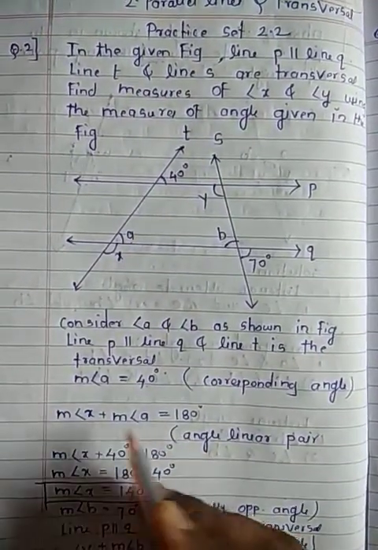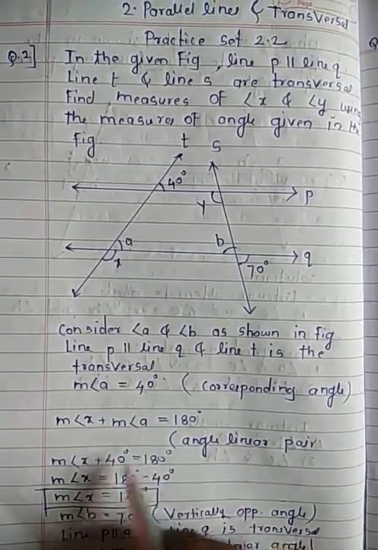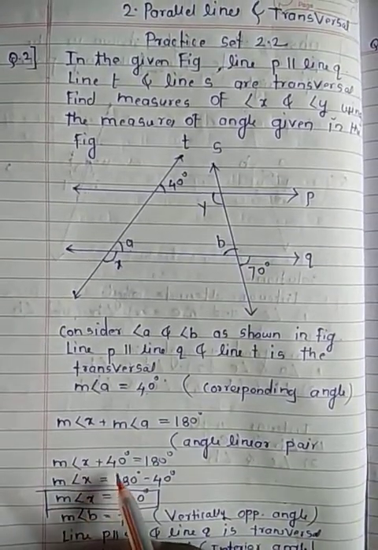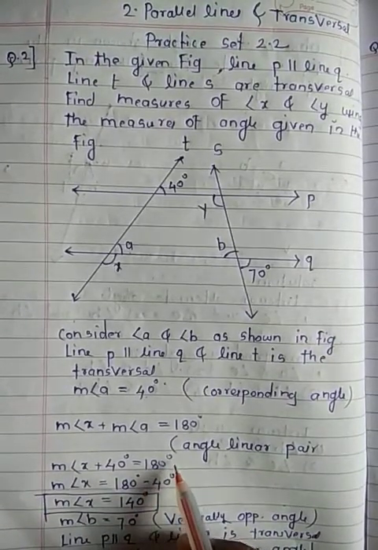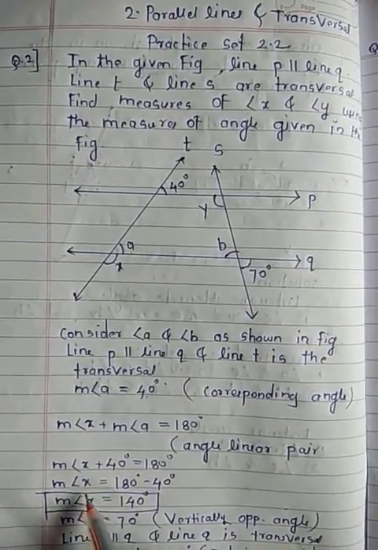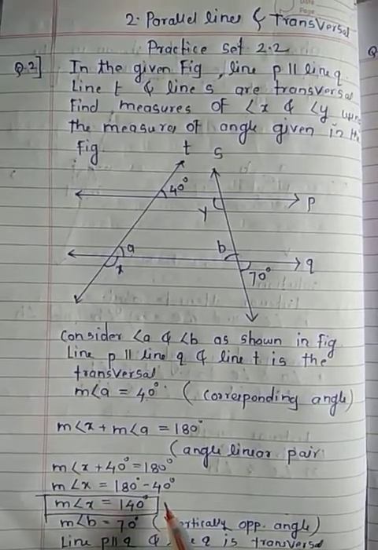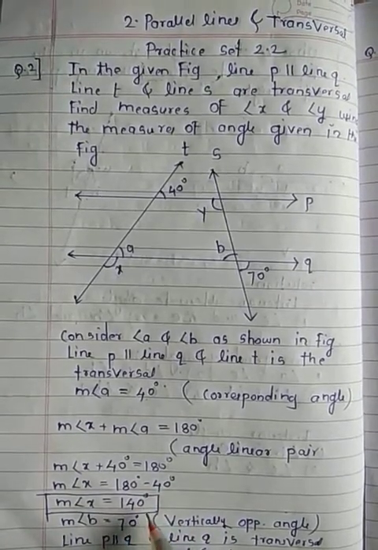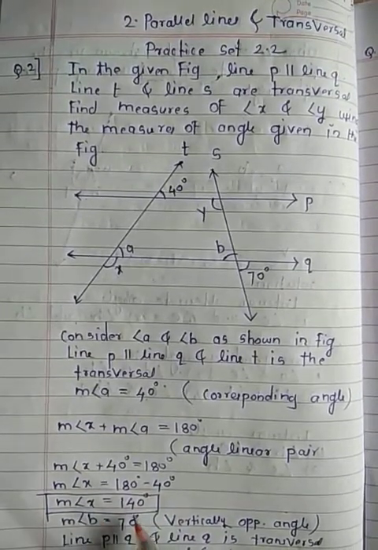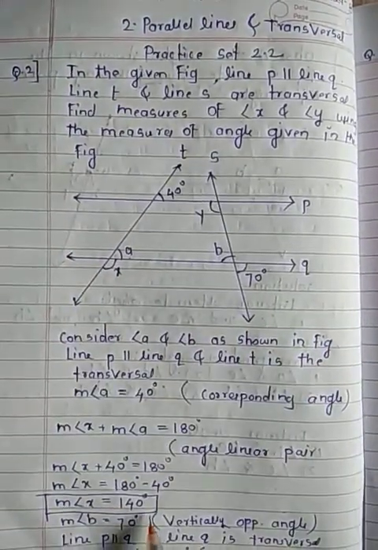So the measure of angle A is known, and we have to put it in this equation. Measure of angle X plus 40 degrees is equal to 180 degrees. So measure of angle X is equal to 180 minus 40 degrees, which is 140 degrees. So measure of angle X is 140 degrees.